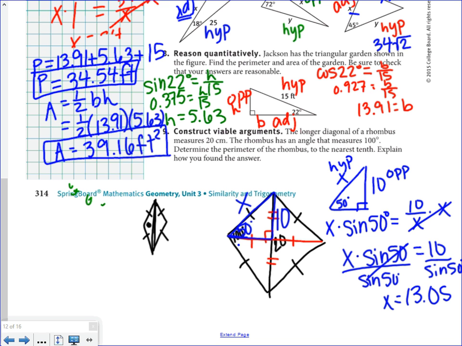And so you should get about 52.2 centimeters for your perimeter. So hopefully that helps you with understanding how to use your trig ratios. We're going to continue looking at trig in the next lesson as well. So you really need to make sure that you learn your trig ratios.